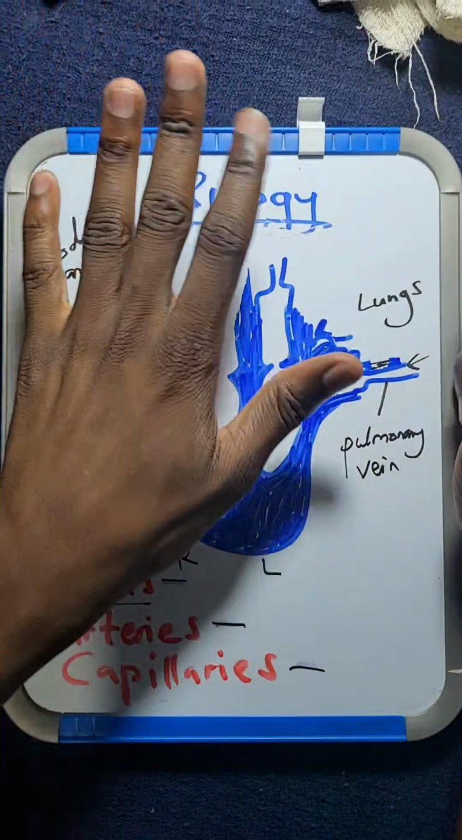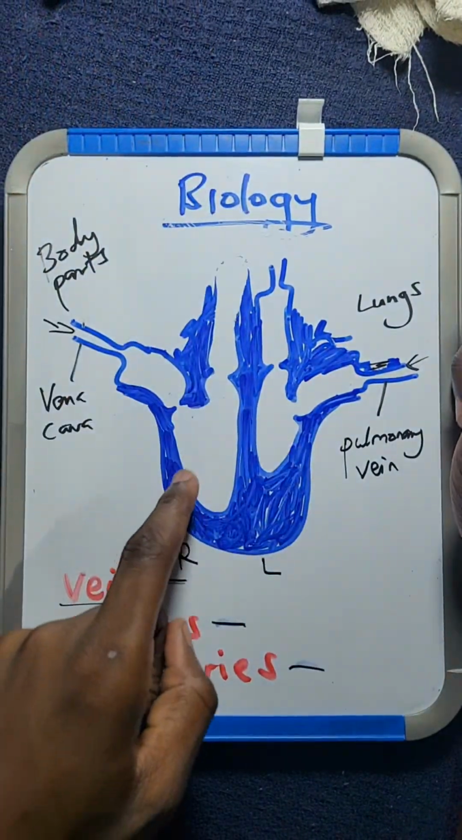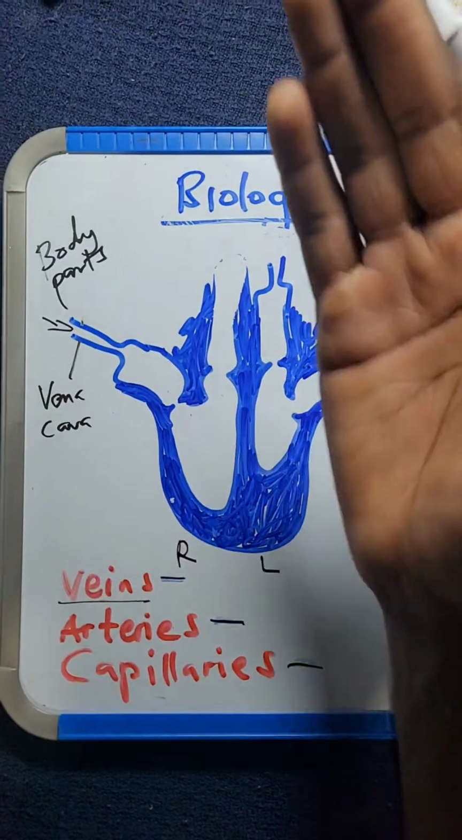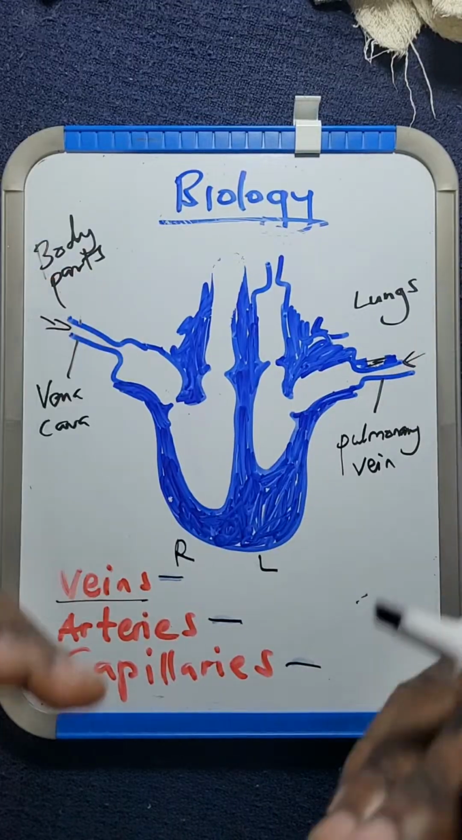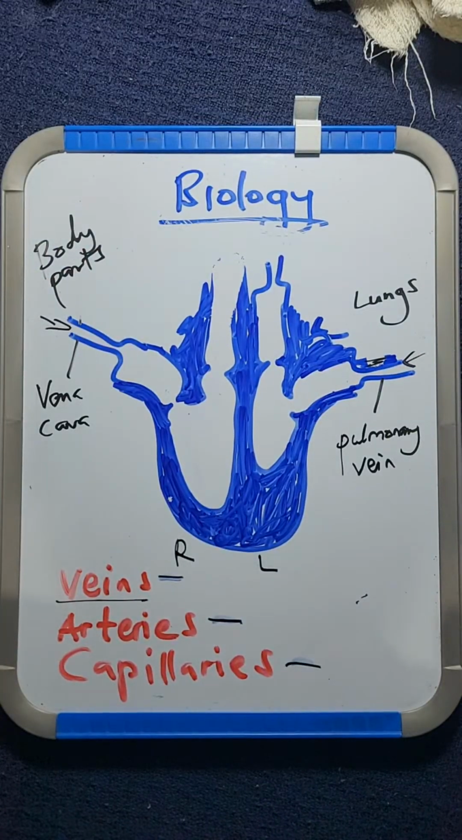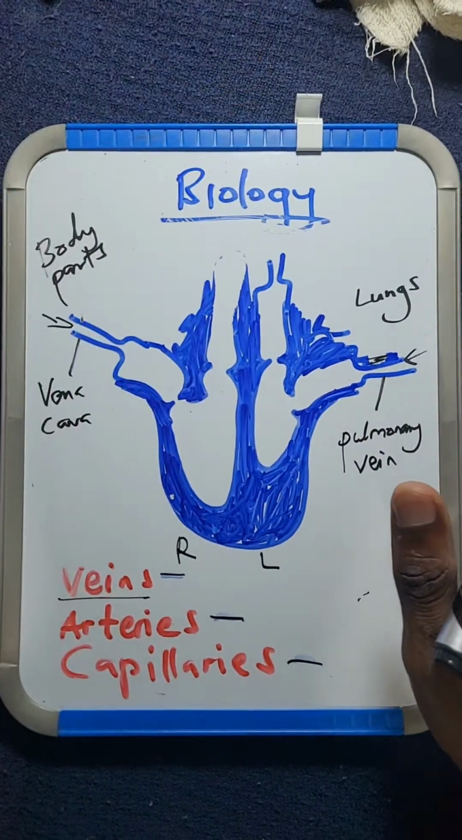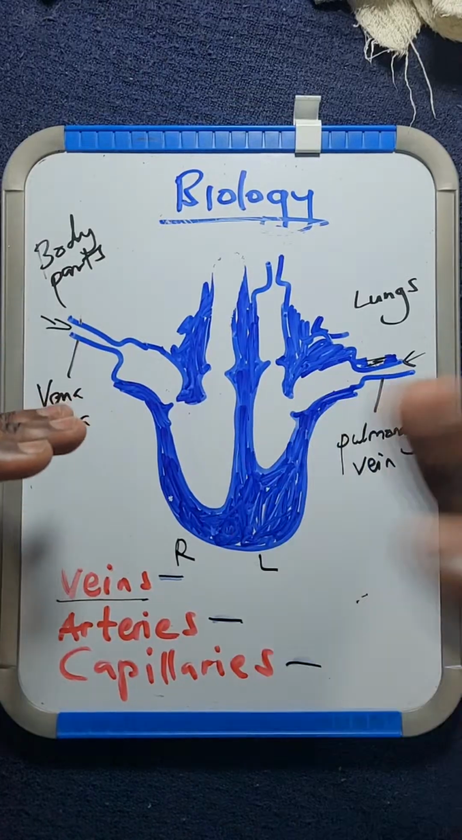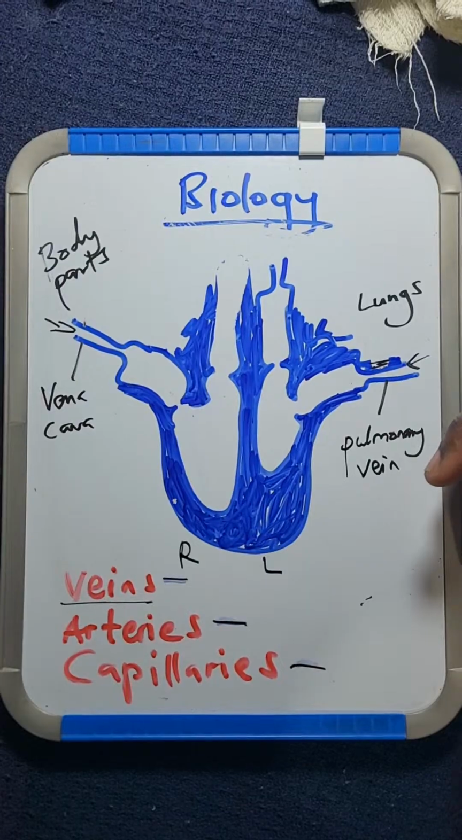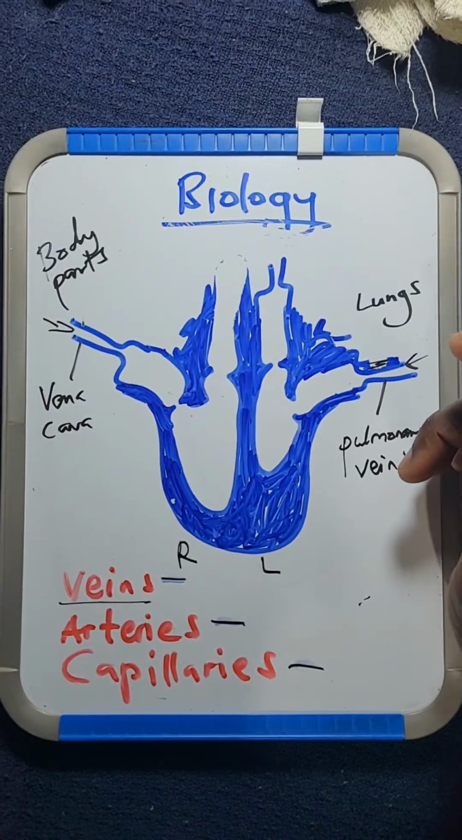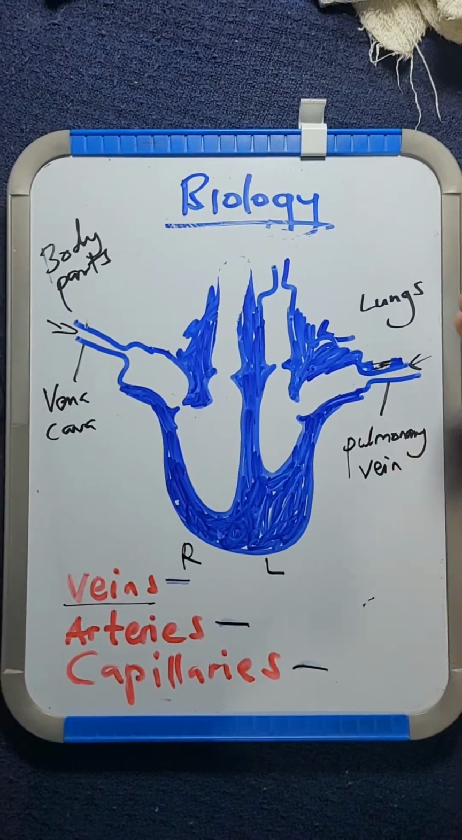So this is my left hand, but it is the right side for the heart. This is my right hand, but it's the left side of the heart. So the heart is opposite to me, as it is opposite to you. Your left side is the right side for the heart, and your right side is the left side for the heart. So like I said, we know that the heart pumps blood around the body through blood vessels, and there are three types of blood vessels.